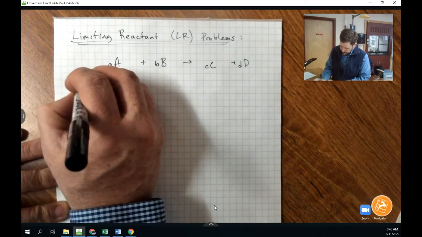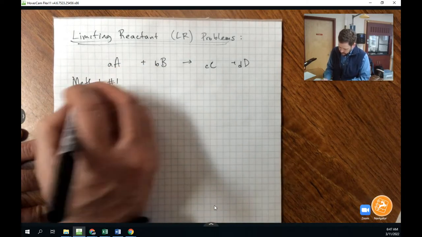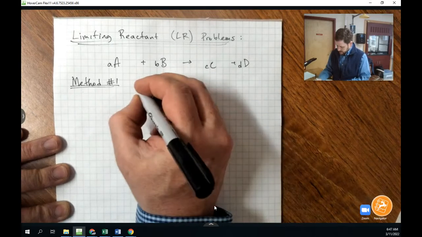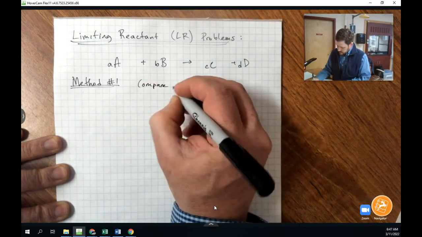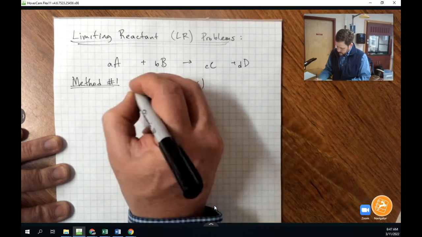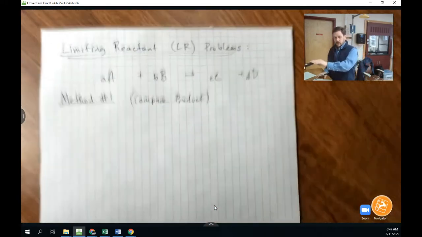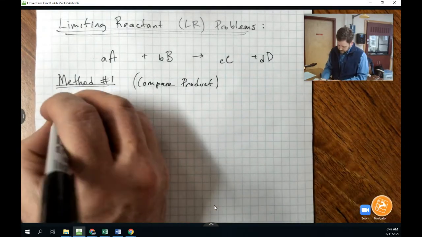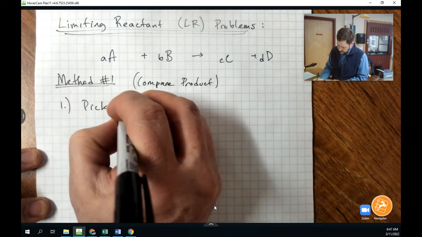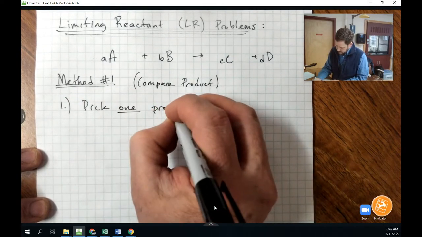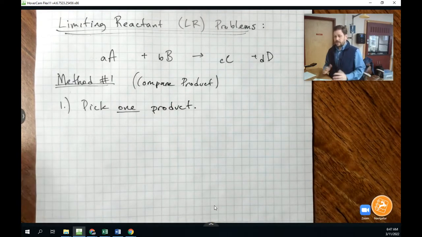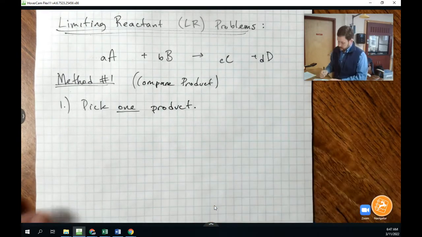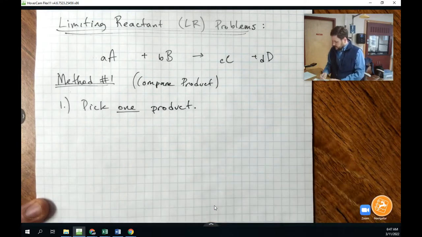Here's method one. Method number one that we're going to learn to solve limiting reactant problems involves comparing product amounts. By comparing the product amounts, we're going to determine which available amount would give us more product. And the first step here is to pick one product. It doesn't matter if it is product C or product D, but you have to be consistent. And when we get to a later step, you can't compare apples to oranges. Let's say, for instance, we picked product C.